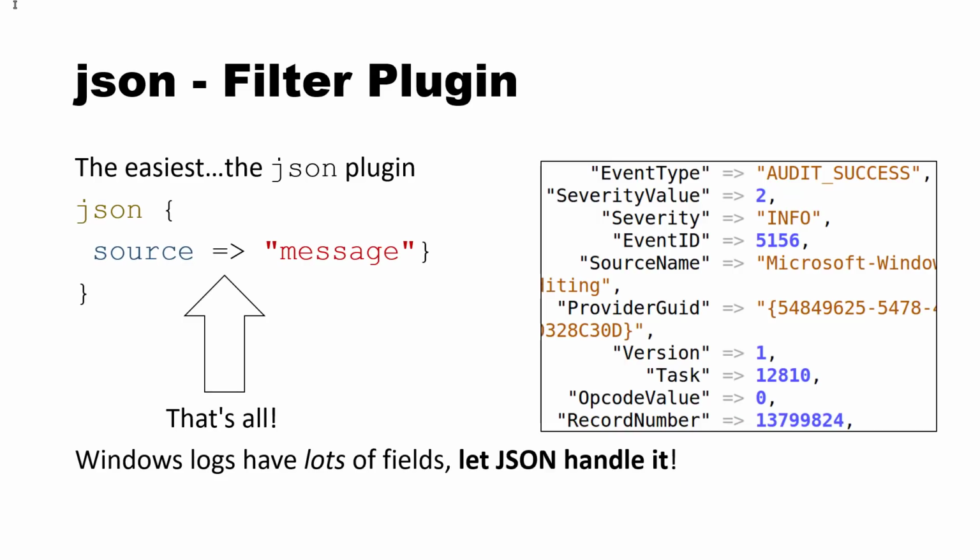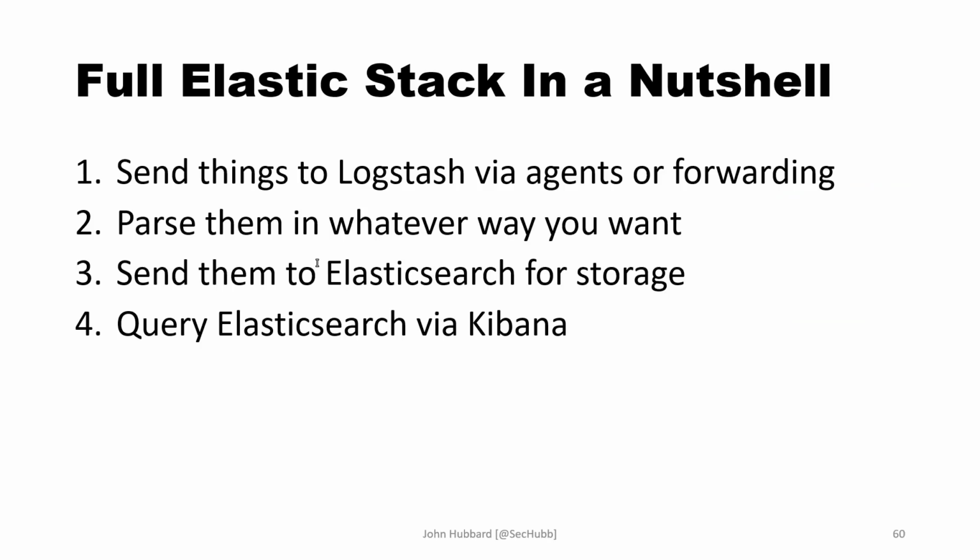JSON is the simplest. We just say there is JSON coming in, and the source is going to be in a field called message. Done. All your logs are parsed, right? It's the greatest thing ever.